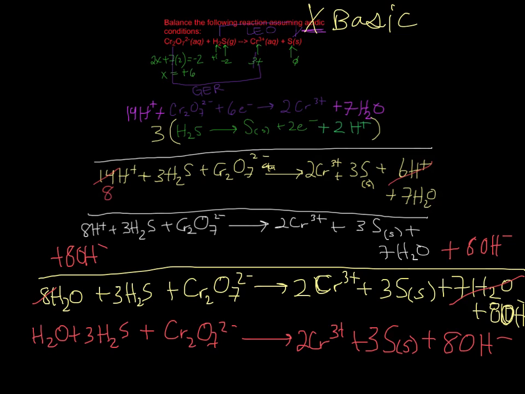Okay, so now we can check that everything is balanced. We've got 7 plus 1, 8 oxygens. We have 8 oxygens over here. We've got 6 plus 2, we have 8 hydrogens, 8 hydrogens here. 3 sulfurs, 2 chromium, 2 chromium. We can also check charges. So overall we have -2 on this side. Overall we have +6 plus -8, so -2 on this side. So charges are balanced. Everything is balanced.